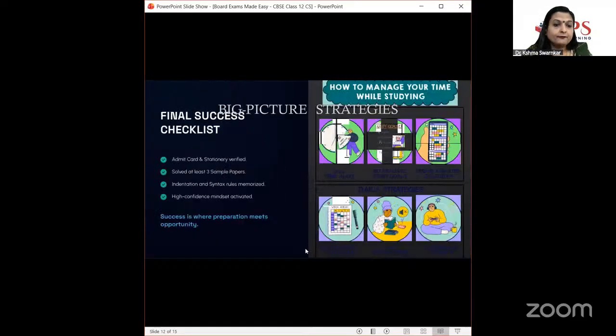Now, final success check. How to check the final success? For the final check before going to the exam, a day before you leave for the center, you have to make a checklist. The silent killer in Python is indentation, I'm telling you in the language of your computers.